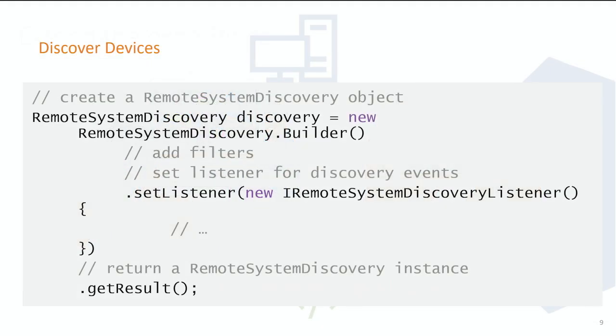As I mentioned before, Project Roam has SDKs available on Windows, Android, and iOS platforms. In this example, we'll look at device discovery using the Android SDK. You'll use the Remote System Discovery object using the builder to define filters and the Discovery Listener to handle when devices are discovered, as you see here.